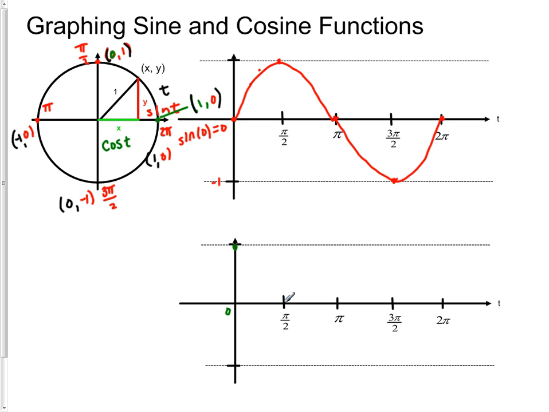At the arc length of pi over 2, the x coordinate, the cosine, is equal to 0. At pi, the cosine is equal to negative 1. At 3 pi over 2, the cosine is equal to 0 again. And at 2 pi, we're back to 1. And then the pattern starts repeating again. So we get this one cycle of our sine and cosine function that looks something like this.